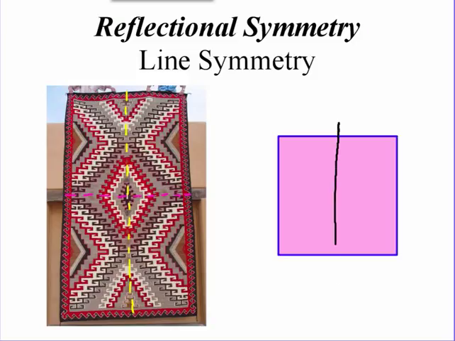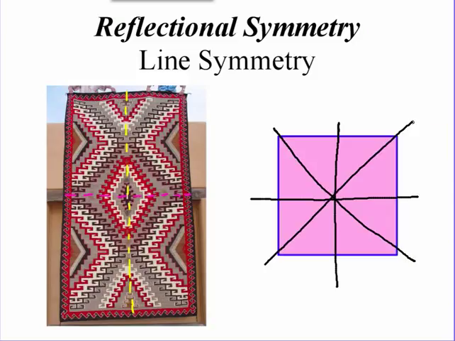Okay, so I heard somebody say vertical. I heard somebody say horizontal. What's the other ones? Diagonals. Diagonals, corner to corner, right. So there are actually 4 different lines of symmetry. Nice job.